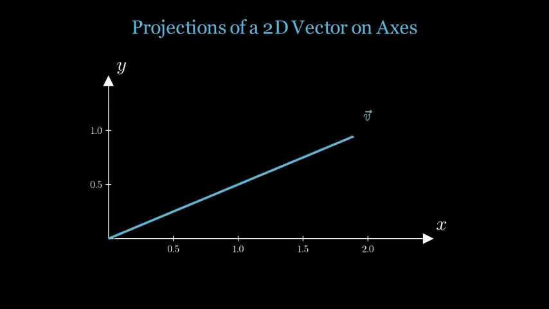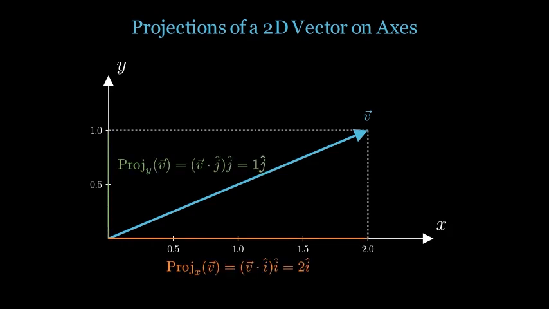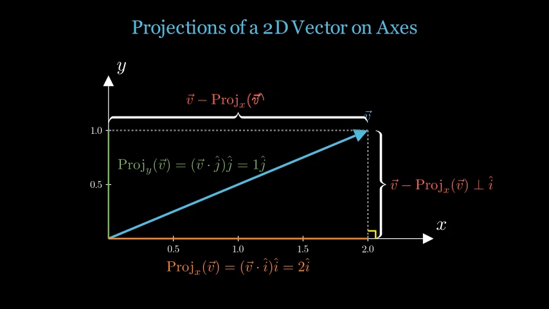So let's find out. Let's start with a very basic definition of projection of a 2D vector along the axis. So let's say I have a vector (2, 1), then the projection of it along the x-axis becomes 2 i hat, while the projection of it along the y-axis becomes 1 j hat. Now, if we have the error vector v minus projection of v along x, we see that it is perpendicular to the x-axis. Similarly, the error v minus projection of v along the y-axis is perpendicular to j hat. So why does this orthogonality of error matter?